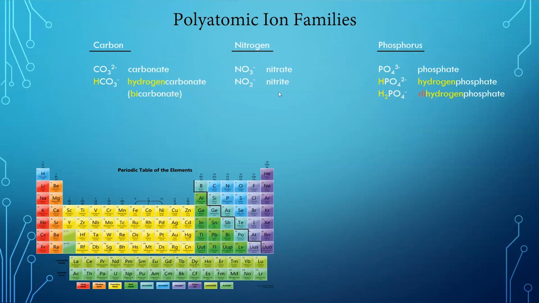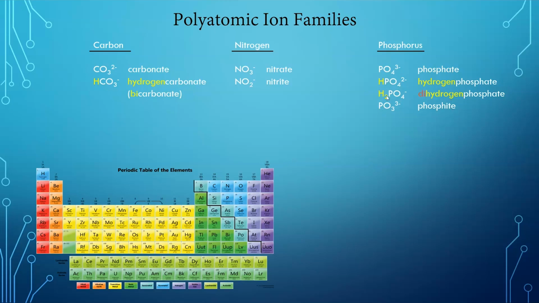We can also do the little oxygen switch as well. We can take a phosphate and remove an oxygen. That leaves the charge the same, but now the name will change. Now it becomes phosphite. Anytime we remove an oxygen, ate becomes ite.